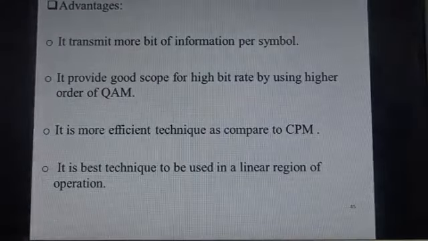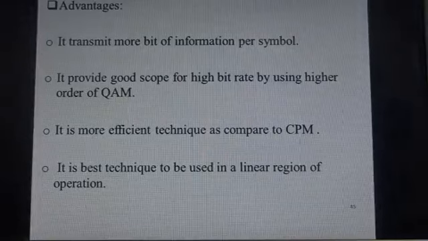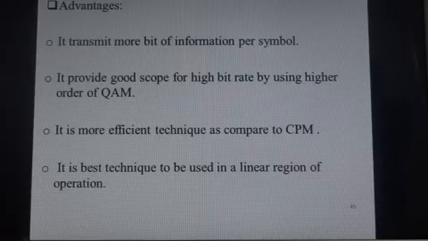Now we see the advantages. What are the advantages of QAM? It transmits more bits of information per symbol. It provides good scope for high bit rate by using higher order QAM, and it is a more efficient technique as compared to CPM. It is the best technique to be used in a linear region of operation.